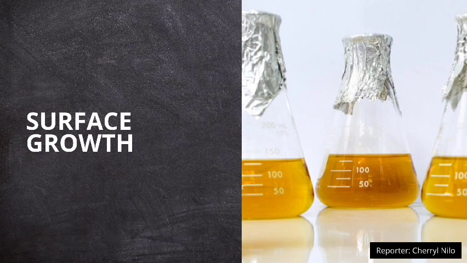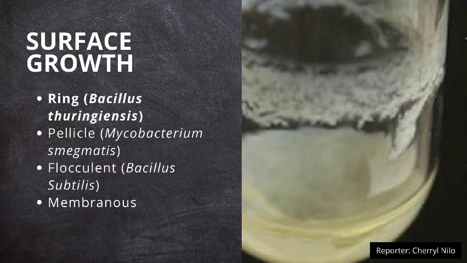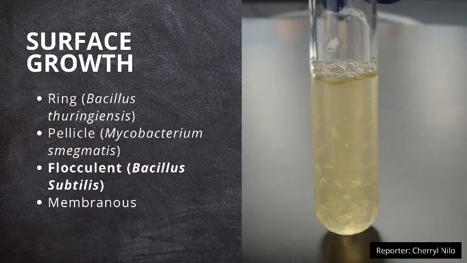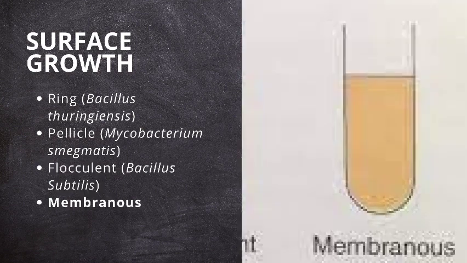Under the surface growth, we have ring. It has a ring at the upper margin adherent to glass. An example of this would be Bacillus thuringiensis. Second is pellicle. It is growth in the form of a continuous or uninterrupted sheath over the surface. The example would be Mycobacterium smegmatis. Next is flocculent. It is small masses of growth of various shapes floating in the culture fluid. The example of this is Bacillus subtilis. Next is membranous. It is a thin coherent growth like a membrane.